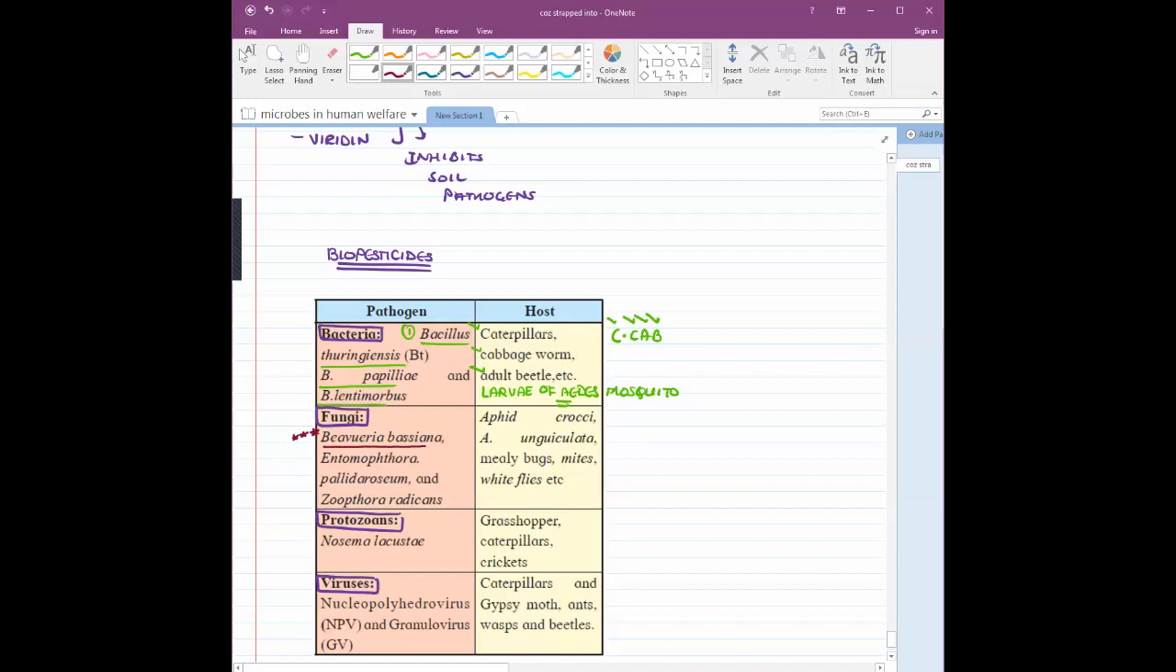Beauveria bassiana, and the second one is Entomophthora. Then we have Entomophthora pallidarosium, and then Zoophthora radicans. Okay, these names, guys, you need to remember. They are a little difficult to pronounce, but you need to remember them. I remember this as BZ. So for fungi, I am going to remember this as BZ, ma'am.